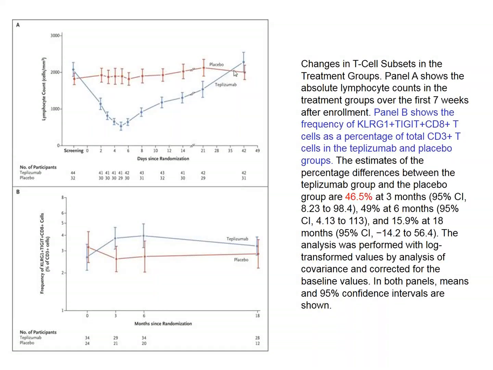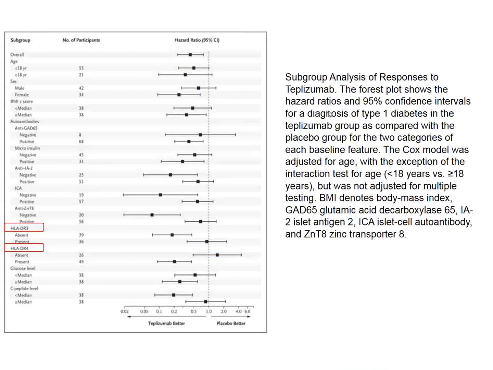But then at the end of a month and a half, their lymphocyte count was back up to normal, and the distribution of their lymphocytes was also different than in the placebo group. And you can look at the details in the figure. Now, there are subgroup analyses in this forest plot, and it looks like pretty much everybody profited, with perhaps the exception of people that expressed HLA-DR3 or HLA-DR4, where the beneficial effect of teplizumab was not as pronounced.